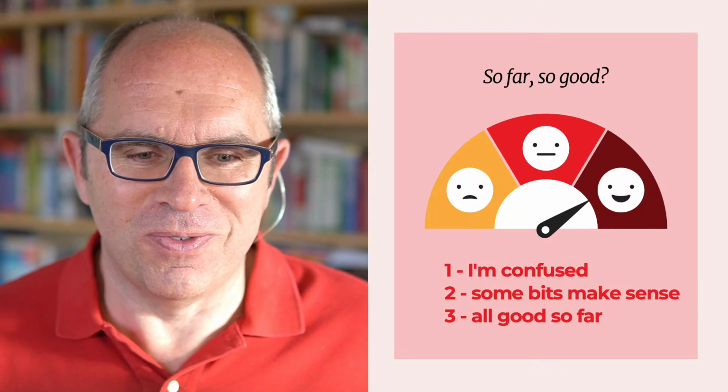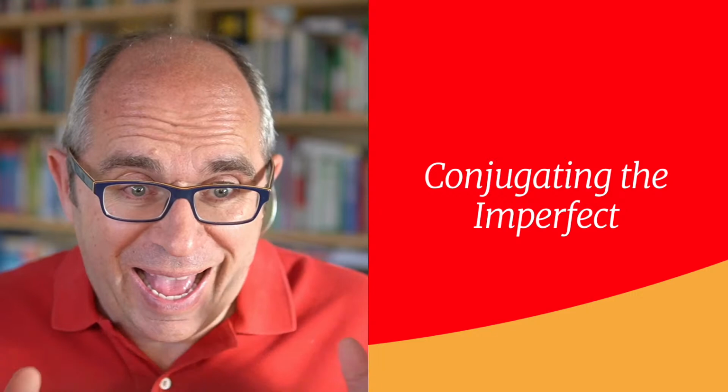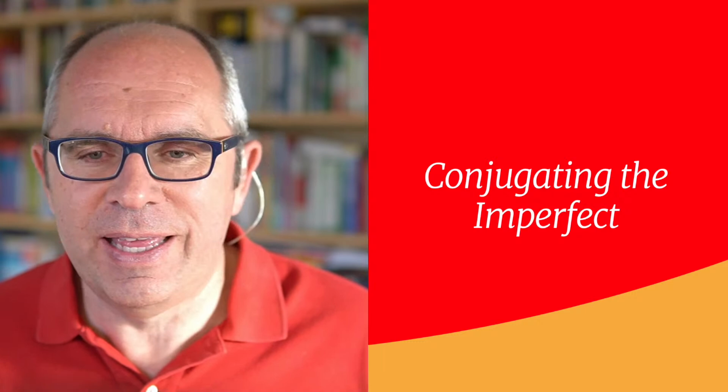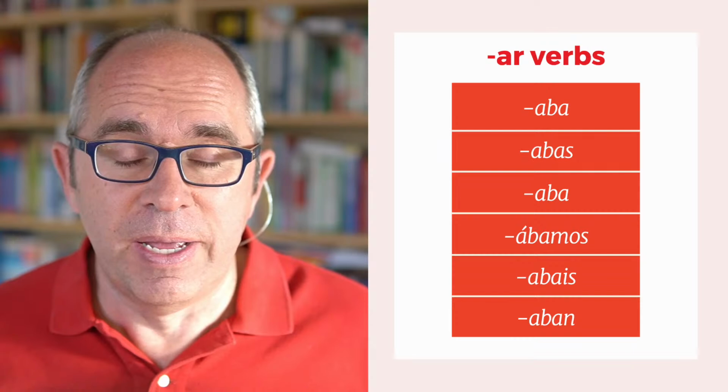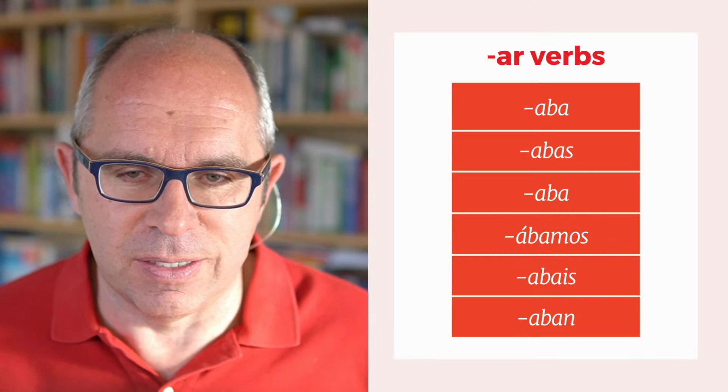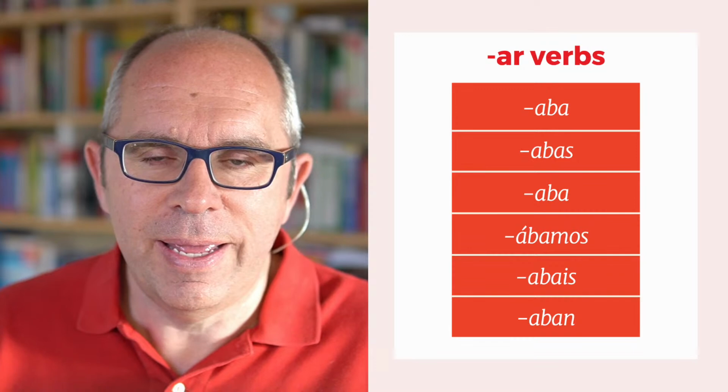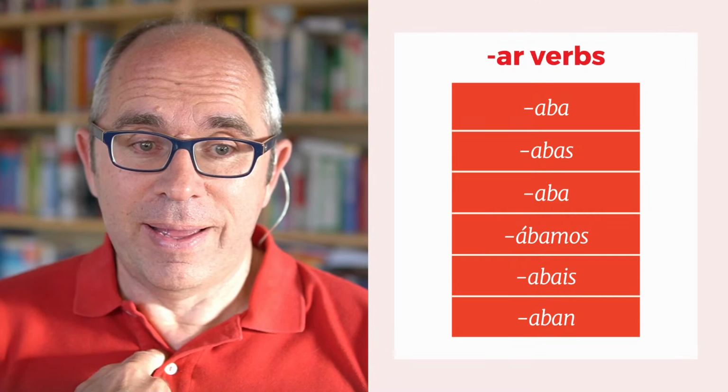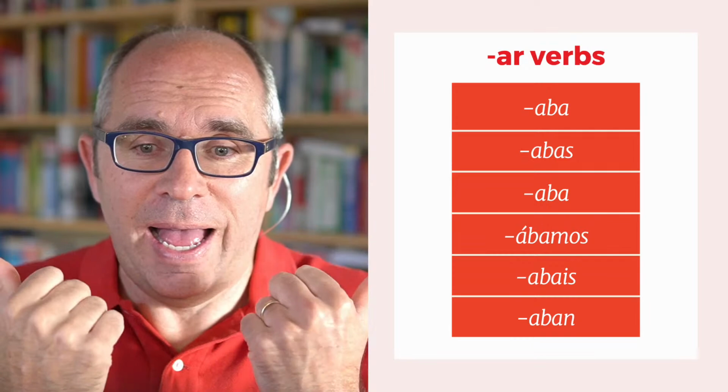We want to conjugate the imperfect, and I've got some great news for you on this, okay? But we'll come to that in a little moment. Conjugating the imperfect. So when we learn a verb, we always need to learn all the different parts of that verb. But the great thing about verbs is that very often they follow very typical patterns. And that's exactly what happens with the imperfect. So let's look at regular AR verbs. And the endings of this are aba, abas, aba, ábamos, abais, aban.